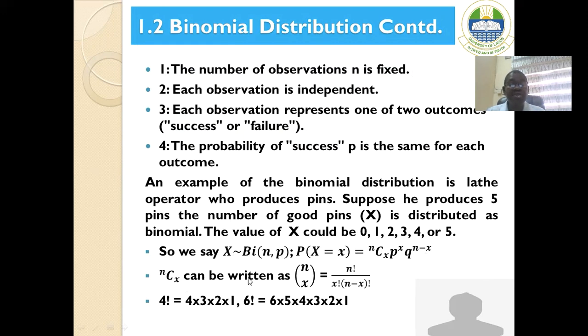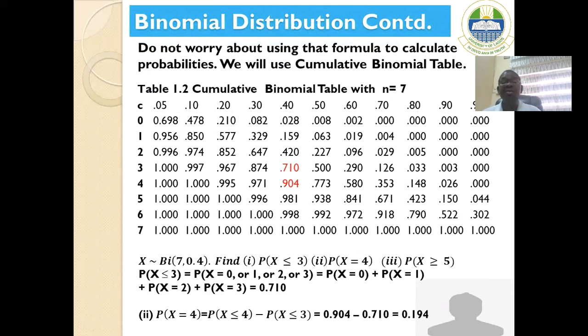Now, n combination x can be written as n with x below it in a vertical bracket. The combinatorial here is n factorial divided by x factorial multiplied by n minus x factorial. Now, what is a factorial? 4 factorial is the same thing as 4 by 3 by 2 by 1 and so on. But the good thing is we are not going to use this formula to calculate the binomial probabilities. We will use the binomial table, which we have reproduced for you here.